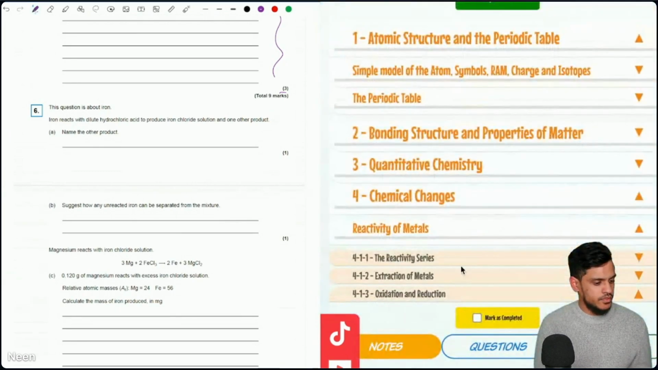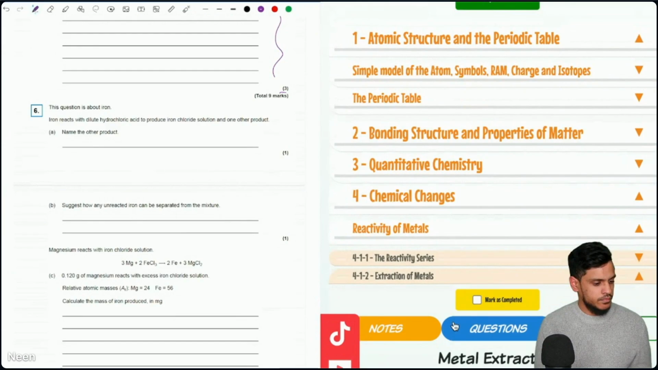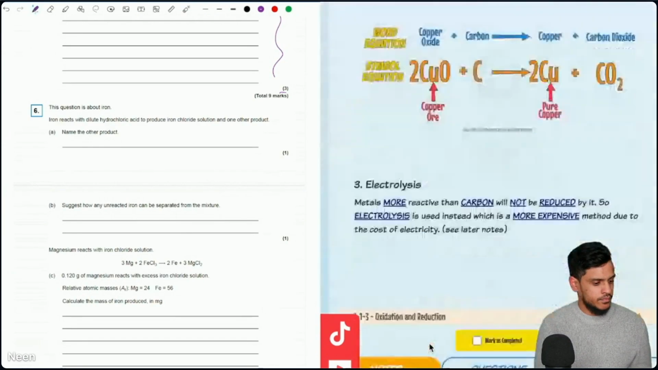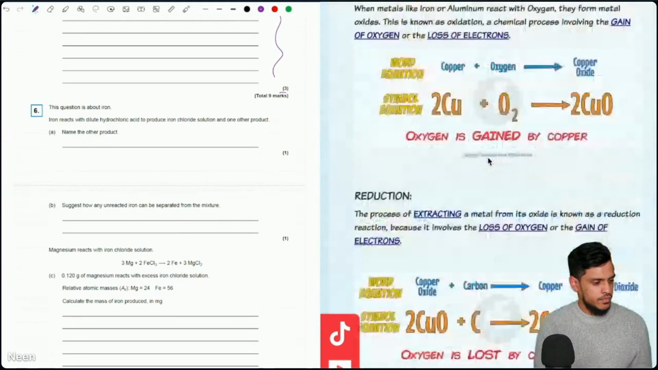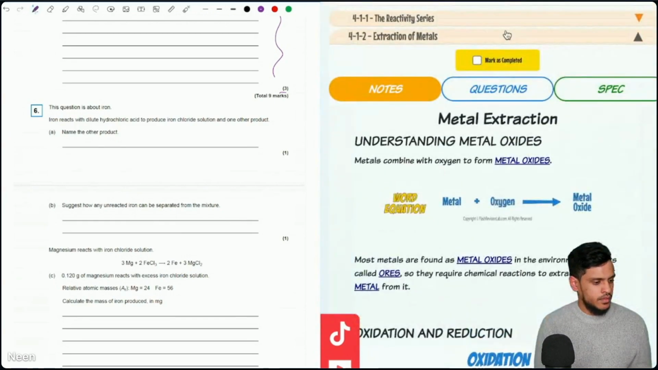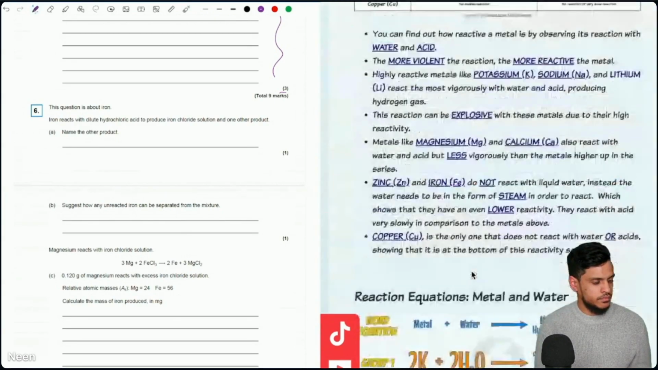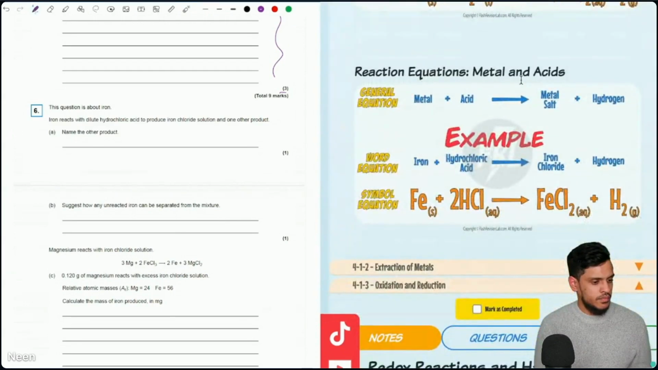That's a half equation. It's somewhere here. Here we go. Reactions of metals and acids.